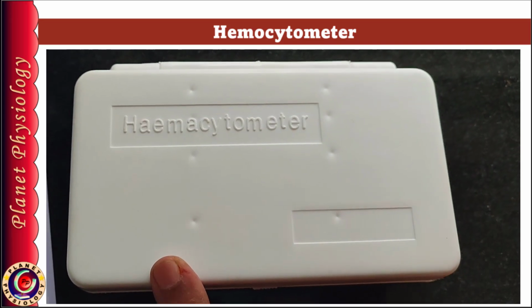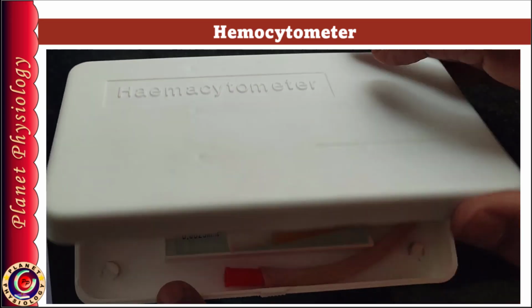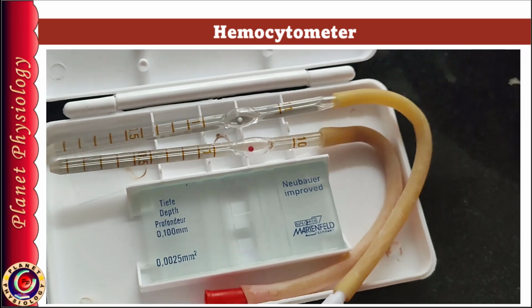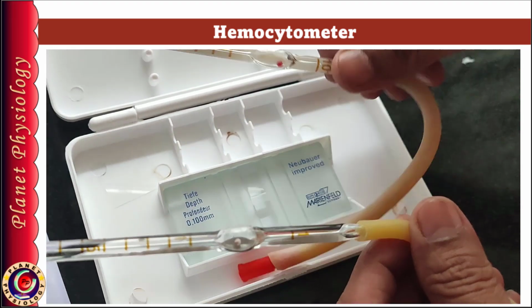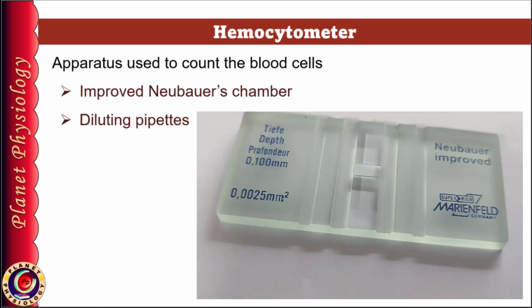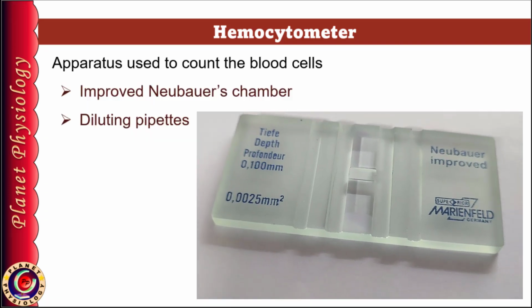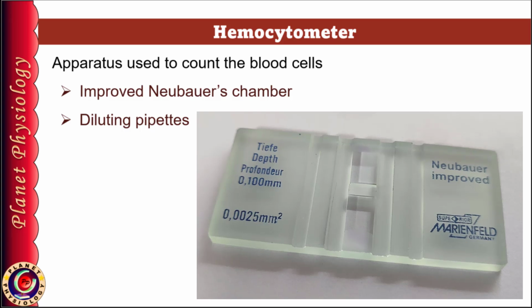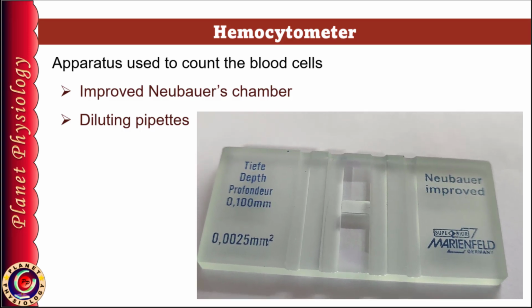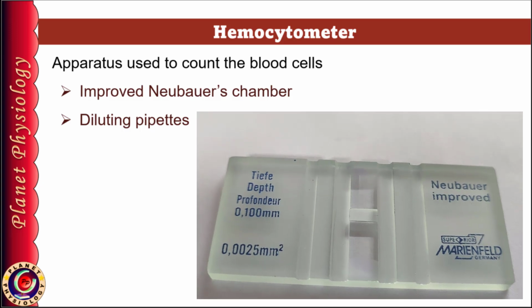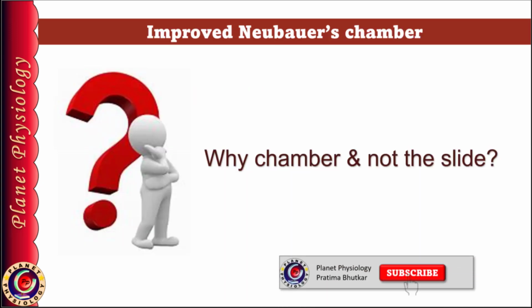Hemocytometer consists of a counting chamber commonly known as Newbauer chamber and two specialized pipettes, the WBC pipette and the RBC pipette. In this part, we shall study Newbauer chamber in detail. As you can see, it looks like a thick glass slide, but it's not actually called slide, it's called chamber. So take a moment and think about why that might be. Once you are done, resume.